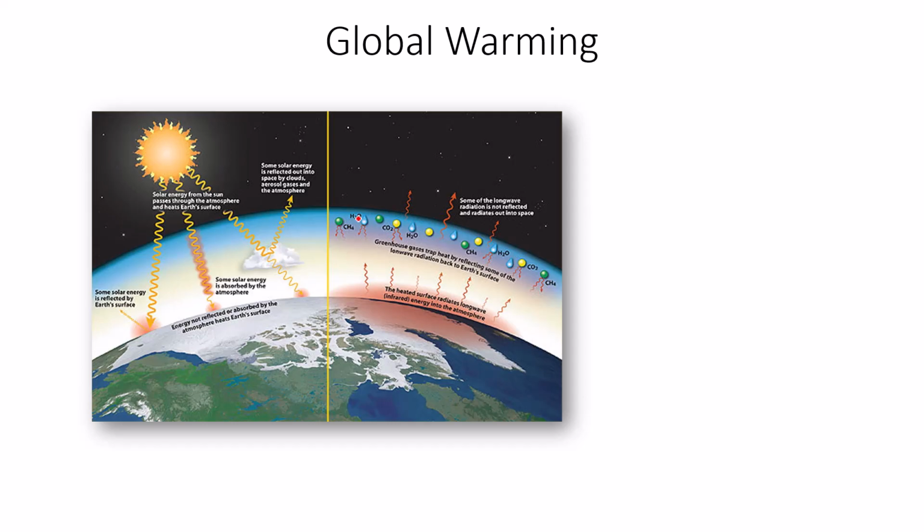We call it water vapor. And then we have these yellow ones, which are supposed to be CO2. So three greenhouse gases, which are highly concentrated within the atmosphere.